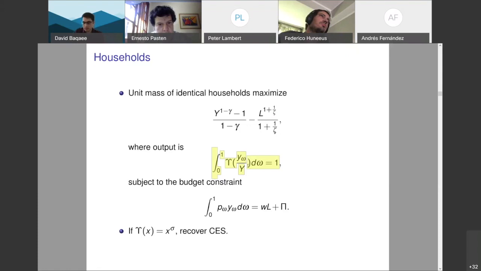This is totally legit. And then given this utility function, the household is going to maximize utility subject to their budget constraint, which says you have to pay for your consumption expenditures using labor income and profit income that you get from the firms.